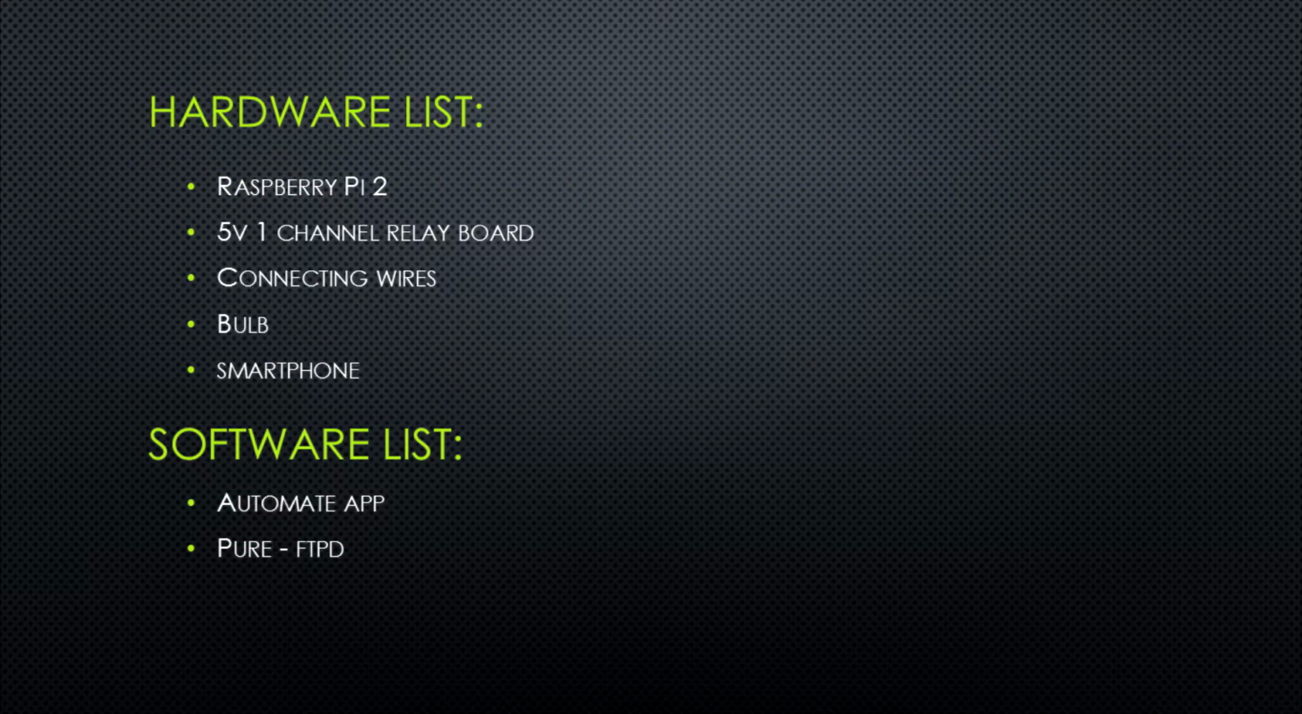We are using Raspberry Pi, that is Raspberry Pi 2, and a 5V 1-channel relay board, connecting wires, a bulb and a smartphone. And coming to software, I'm using Automate app to recognize your voice commands, and Pure FTPD that will work as an FTP server in your Raspberry Pi.